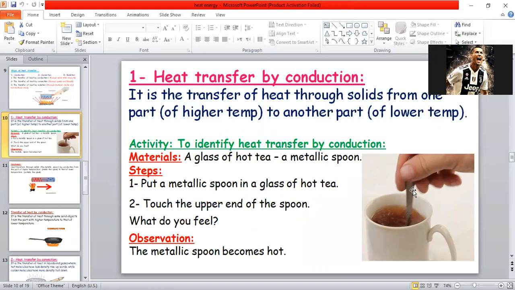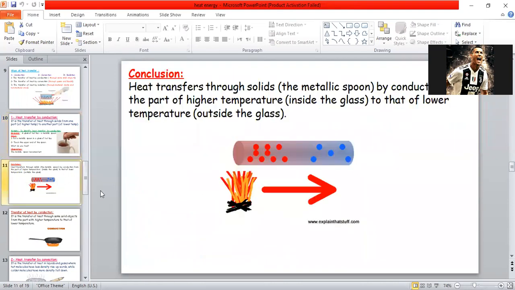So again, if you touch a metallic spoon that is put in a hot cup of tea or hot water, you can feel it warm. Why do you feel warm? Why does the metallic spoon become hot? Because the heat transfers from one part to another, from the higher temperature to the lower temperature, like this.